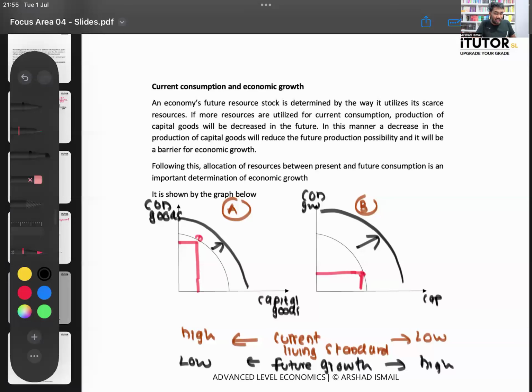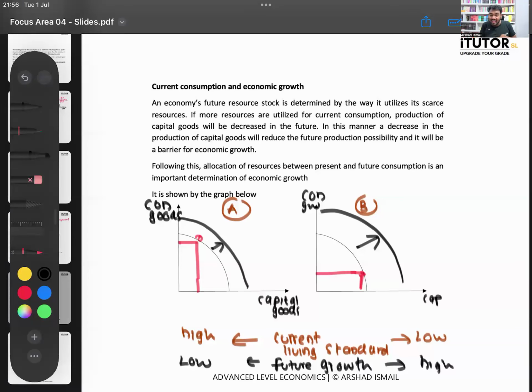Why? Because if you look at economy B, they sacrificed their current consumption. Right? They had low living standards right now. They sacrificed their consumer goods. They produced more capital goods. They produced more and more machines, more buildings, more factories. Five years later, all those machines, buildings, and factories can now produce more goods. So in your future, the economy grows a lot.